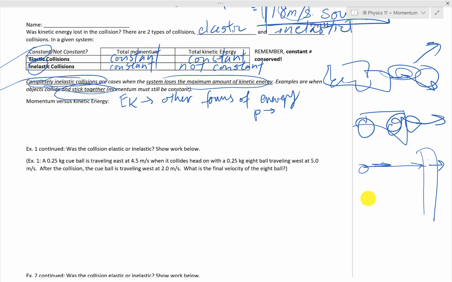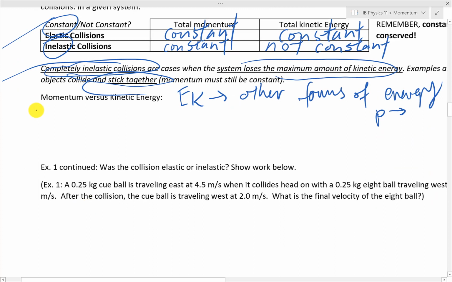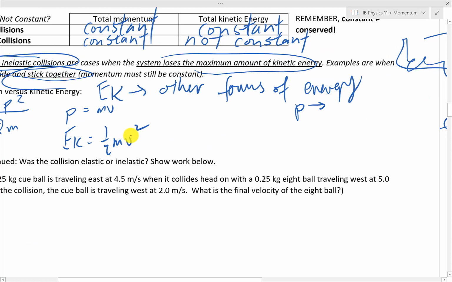And you might even see in your data booklet that there is an equation that relates kinetic energy and momentum, and it kind of looks like this. You might be thinking, oh, how do I get that? I'm going to do a quick demonstration of how we get that. First, we need to know that momentum is mass times velocity, and that kinetic energy is 1/2 mv squared. And you're thinking, oh, hey, there's mv in there. That looks like momentum.